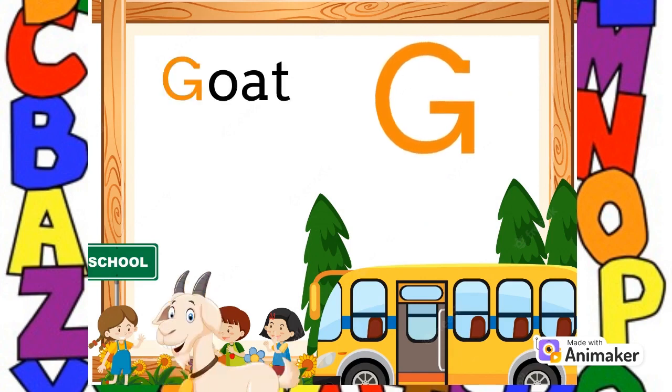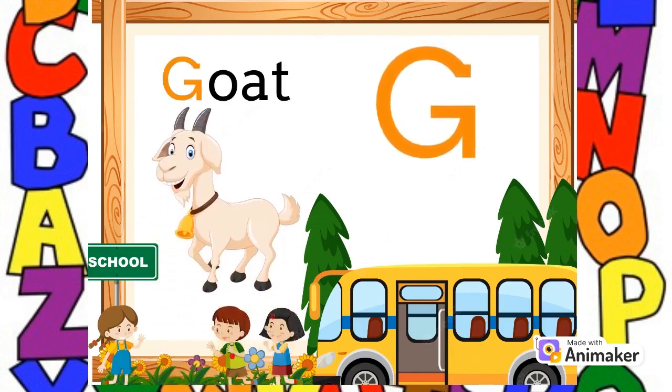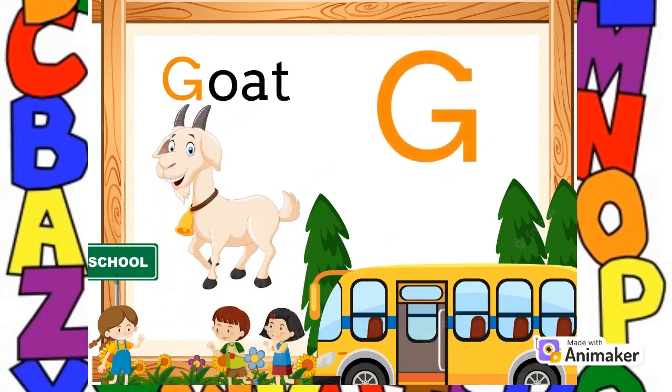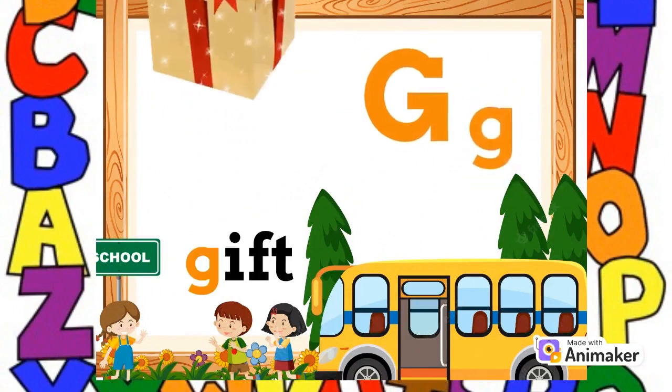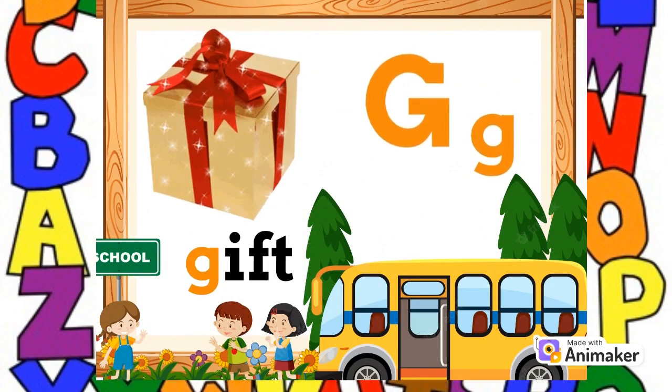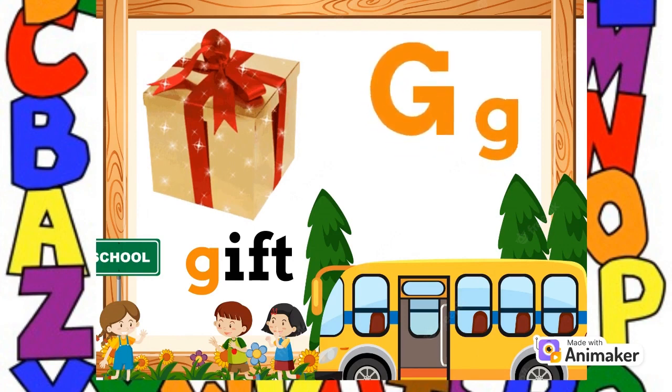G. Capital G. G for goat. G. O. A. T. Goat. G. Capital G. Small g. G for gift. G. I. F. T. Gift.